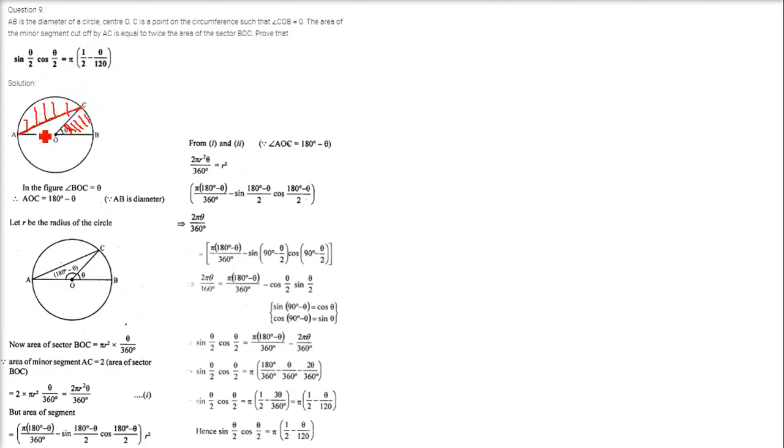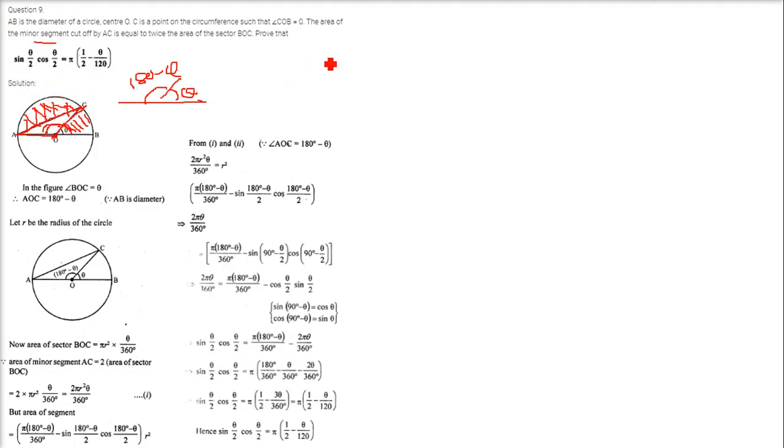So what will be the area? We'll just equate them. There is nothing much we have to do here. So first of all, the area of the minor segment is what? See, first of all, this is theta. So what will be this angle? 180 minus theta. So this angle will be 180 minus theta. In order to find out the area of this minor segment, what will we do?